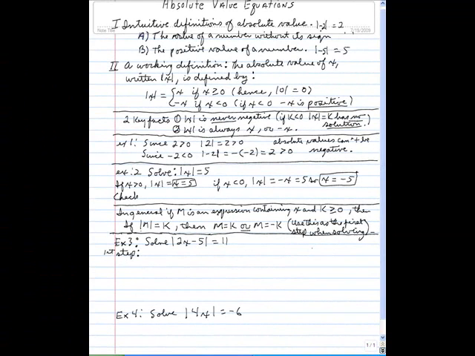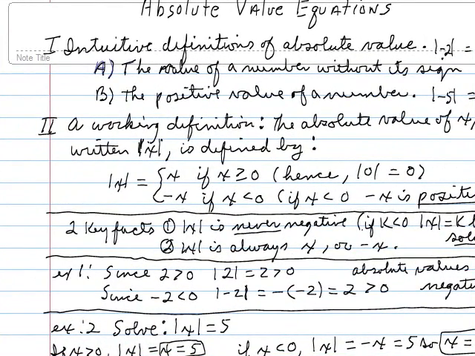The problem is that they don't help us in problem solving. So what we're going to do next is come up with a working definition, and the problems that we're trying to solve are equations. So we're going to write the definition of absolute value in equation form. We start off and say the absolute value of x, written with two big bars around x, is defined by: the absolute value of x is x if x is greater than or equal to 0. So one conclusion you could immediately draw from that is that the absolute value of 0 will always be 0.